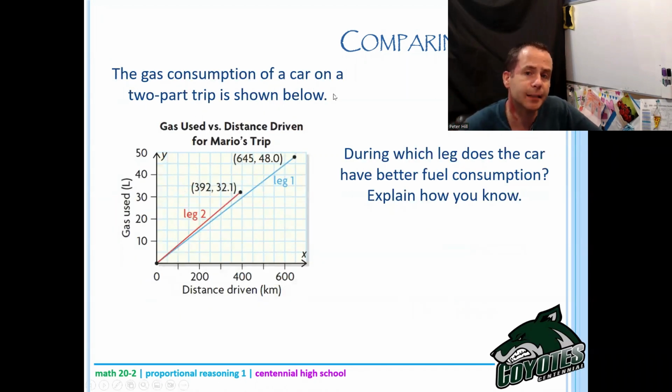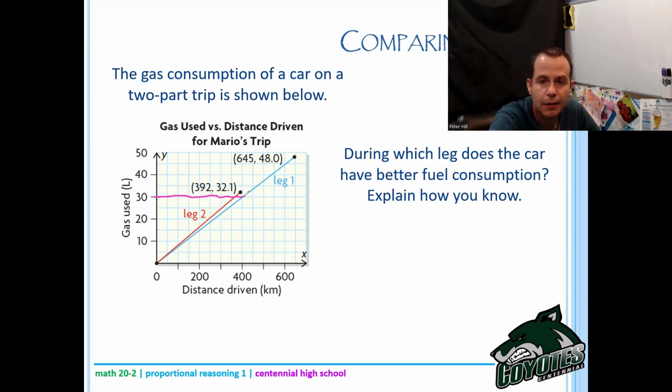Okay, the gas consumption of a car on a 2-part trip is shown below. So I've got leg 1 in blue and leg 2 in red. The first question is, during which leg does the car have better fuel consumption? Explain how you know. Okay, well, I'm going to just pick on the 30 liters for a sec. Okay, for 30 liters, leg 1 could get me 400 kilometers on 30 liters.